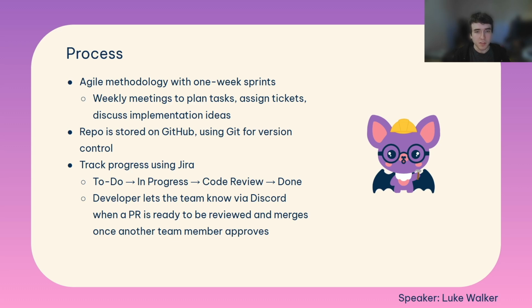Each ticket had 4 stages. It started in to do, then moved to in progress, and once it reached code review, then the developer would send a GitHub pull request to the Discord, and then Tiffany or another team member would review it, and if it's adequate, then merge it with the main branch and move the ticket to done.